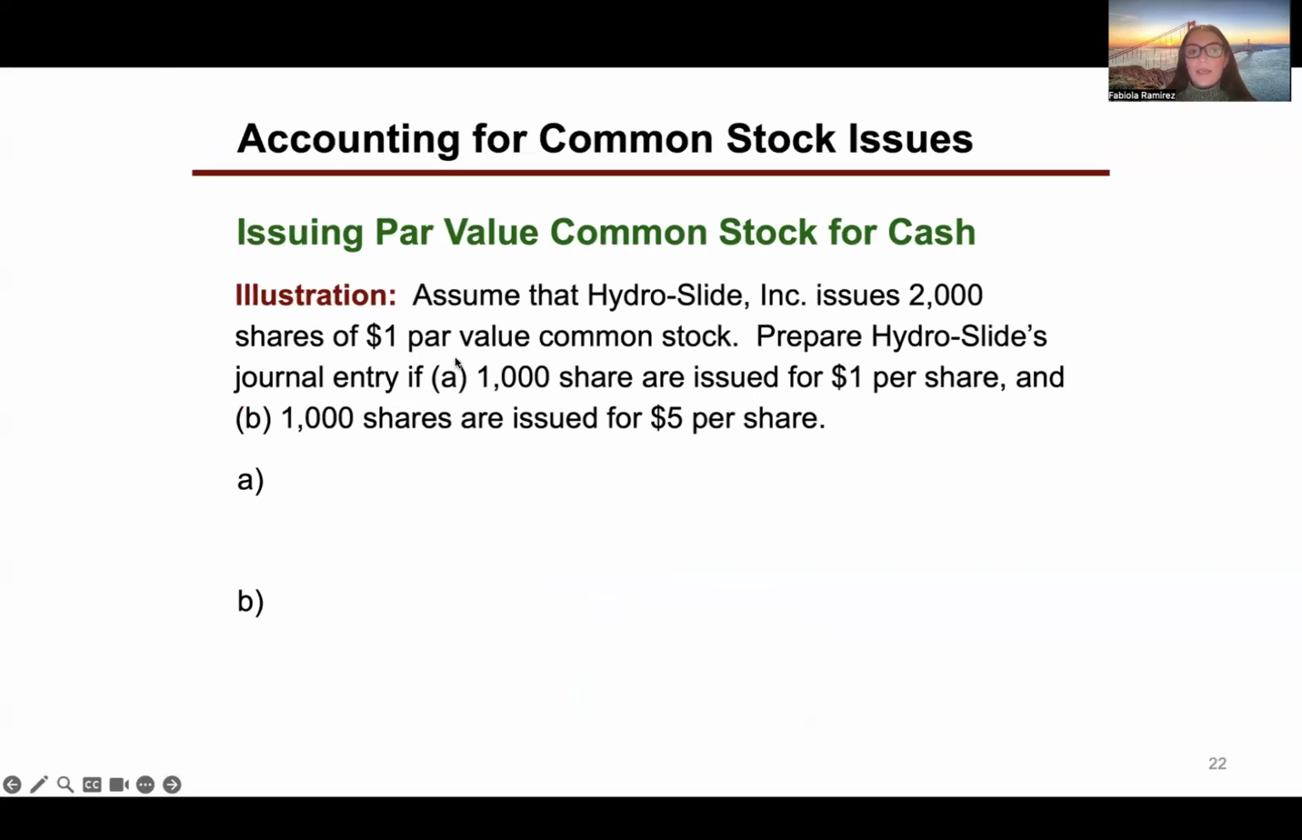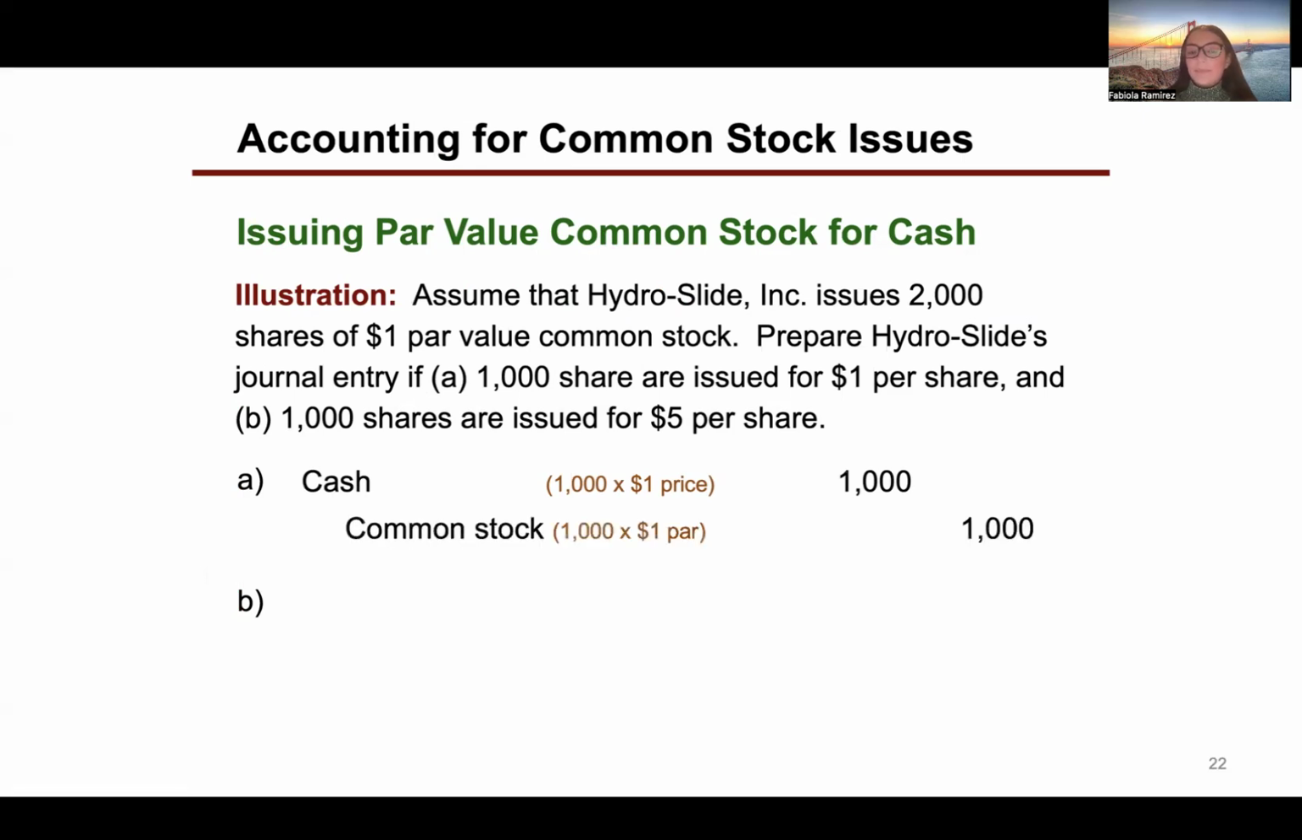Okay, so just a few more examples. In this illustration, we have a corporation that issues 2,000 shares of $1 par value common stock. We want to prepare the journal entry if 1,000 shares are issued at $1 per share, and when 1,000 shares are issued for $5 per share. So when stock is exchanged for cash, the corporation's cash goes up. So we will debit that and we will credit common stock for the same amount.